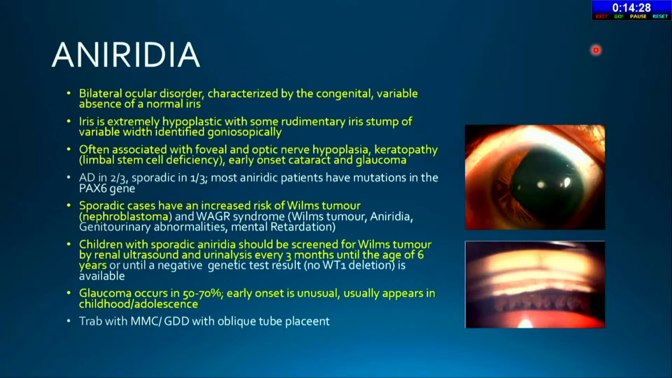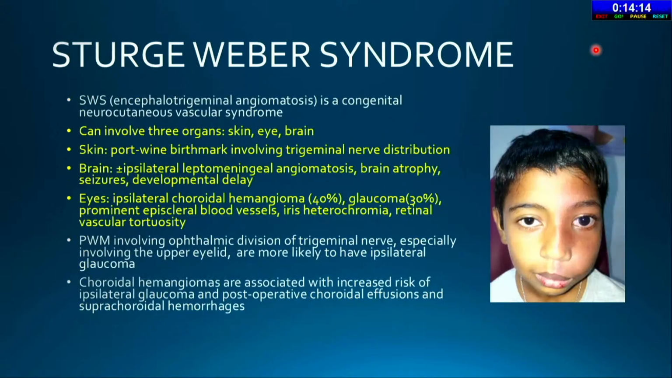Another important thing you should remember is, when you find a child with aniridia, please send the child for a systemic workup to a pediatrician, because many of these children will have a condition known as Wilms tumor, or nephroblastoma, and you need to follow up these children with renal ultrasound till the age of 6 years. Then spot diagnosis: this is Sturge-Weber syndrome. You know, there's skin involvement, brain involvement, and eye involvement.